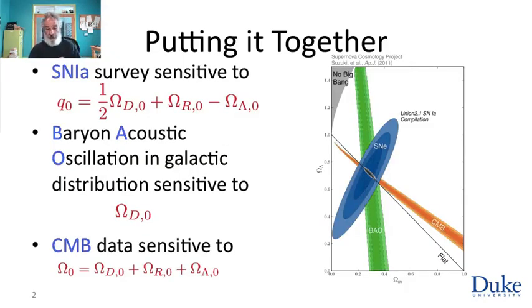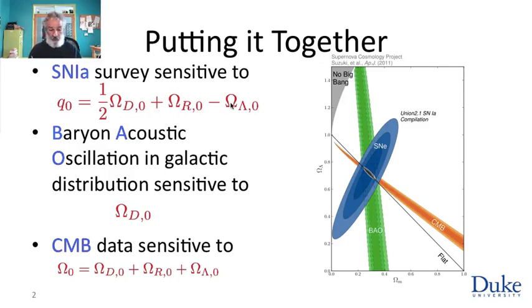Well, here is a plot from 2011 that very nicely shows you how we have learned what we know about our universe. So what do we have? Well, the supernova survey, remember, it measured the deceleration parameter. That was the most precise way of saying what to first order they were measuring. And we wrote that as one linear combination of the present density parameters of radiation, dust, and the cosmological term.